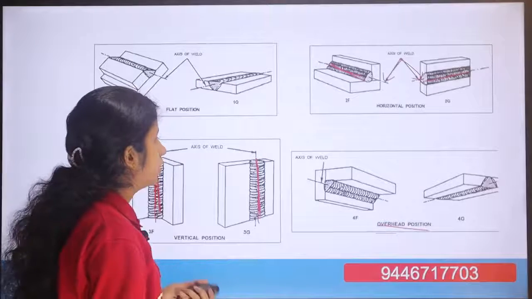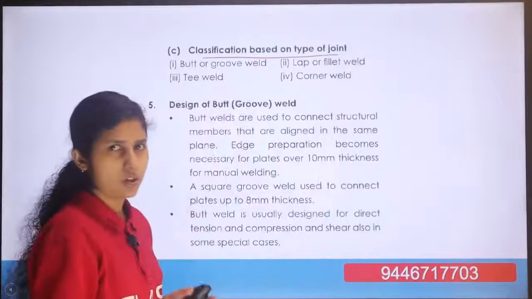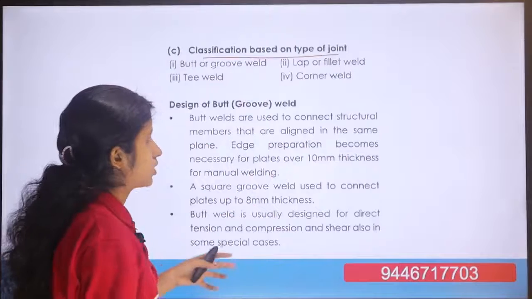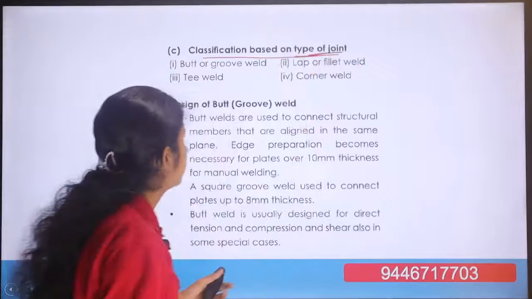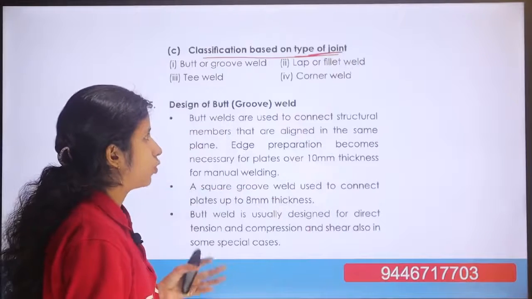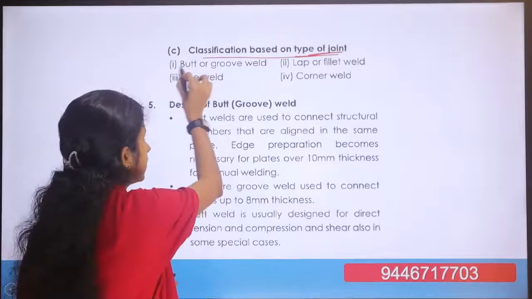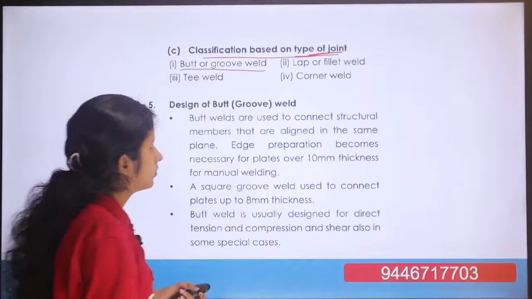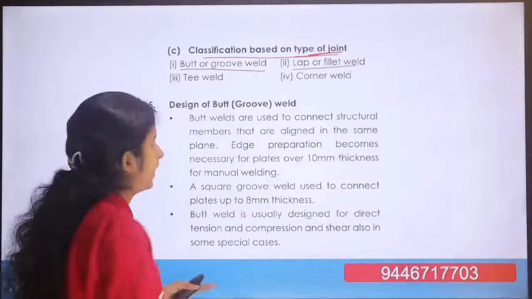Next is the classification based on the type of joint. In that, there is butt or groove weld, then lap or fillet weld, then T-weld, then corner weld. So first is butt or groove weld, then lap or fillet weld, then T-weld, then corner weld.